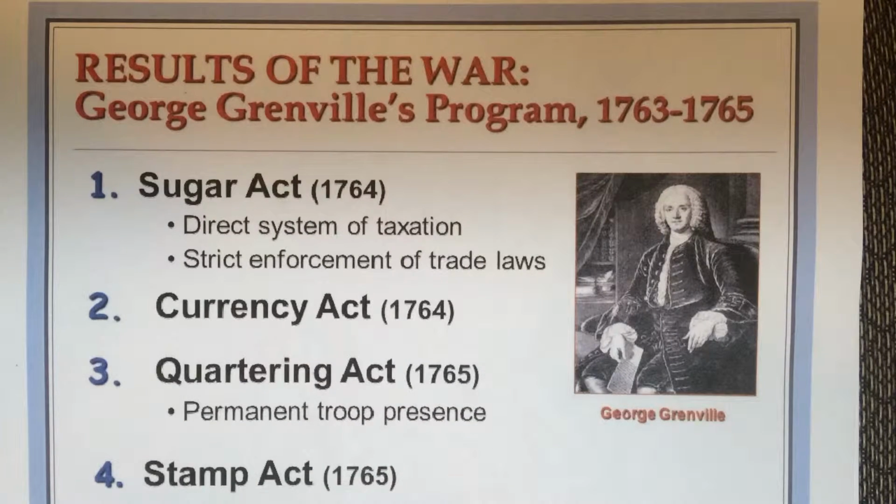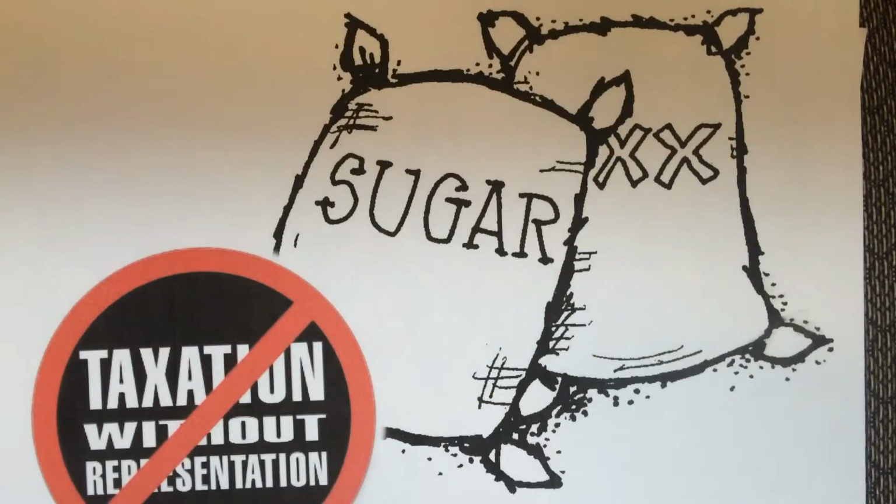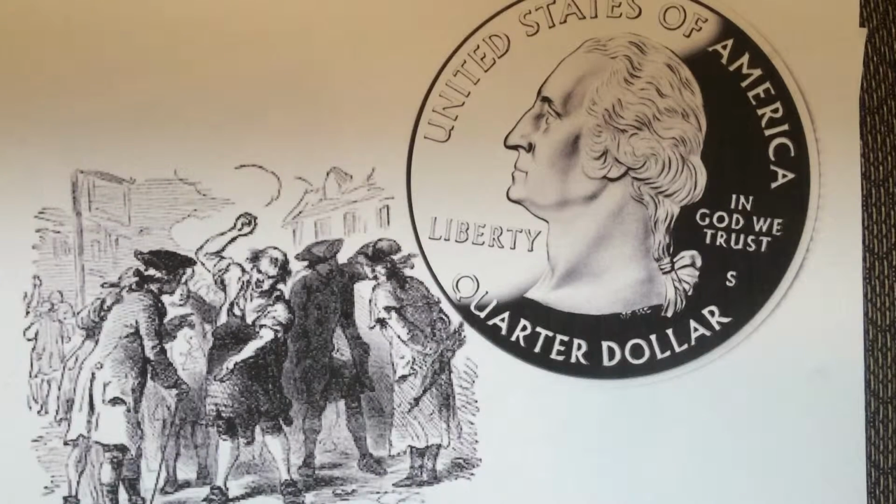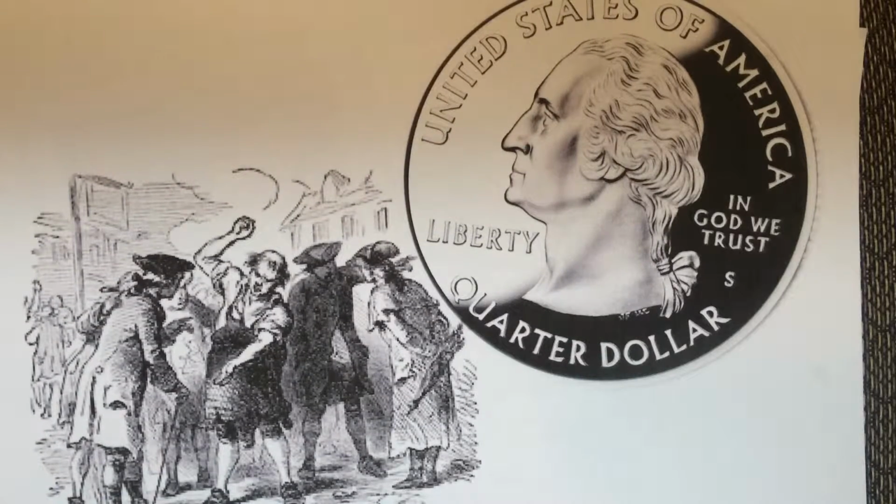George Grenville was the Prime Minister of the Parliament at the end of the French and Indian War. Grenville pushed tax ideas forward. He was responsible for enforcing the Navigation Act as well as passing the Sugar Act, Stamp Act, Quartering Act, and Currency Act. The Sugar Act was created to regain control of the colonies, but was seen by the colonists as taxation without representation.